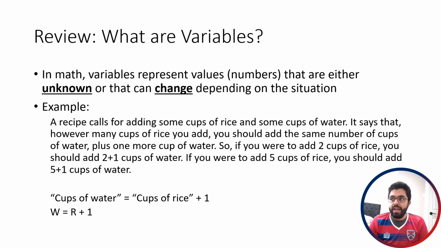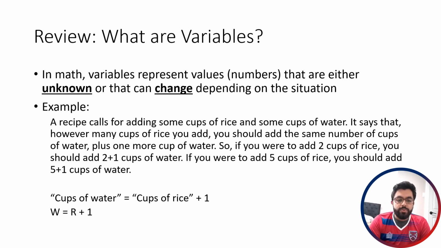If you were to add 5 cups of rice, you should add 6 cups of water. So something like that. And the recipe says, I don't care if you're putting in 2 cups of rice or 12 cups of rice or 212 cups of rice. When you put in the water, put 1 extra cup, right?